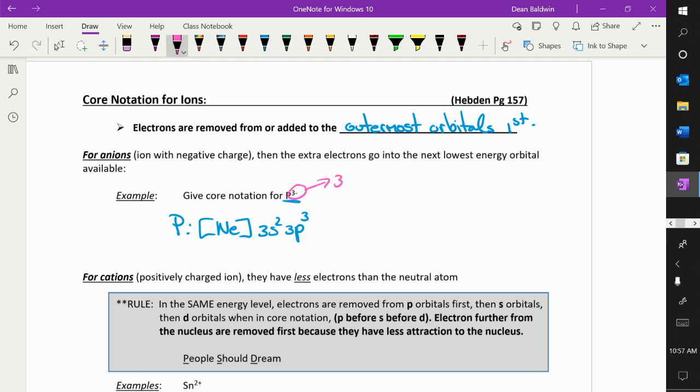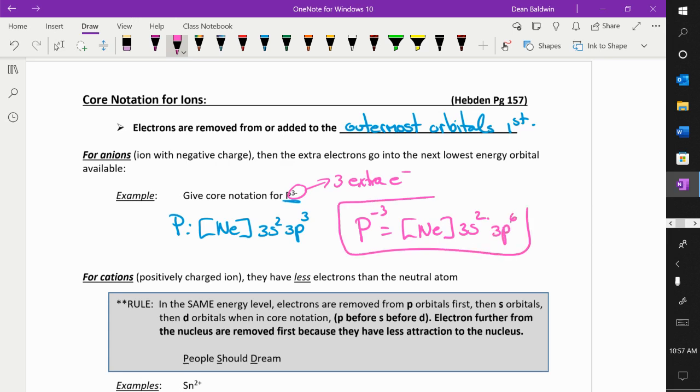That means 3 extra electrons. So how many electrons can the p orbital hold? It can hold 6. So they go into the p orbital. So phosphorus 3 negative is equal to neon 3s2, and then those electrons go into the p orbital, and you get 3p6. Okay? Does that make sense? You just dump them into the empty orbital.